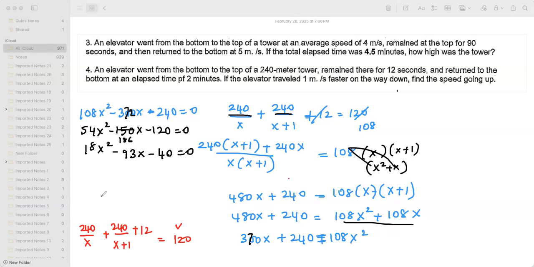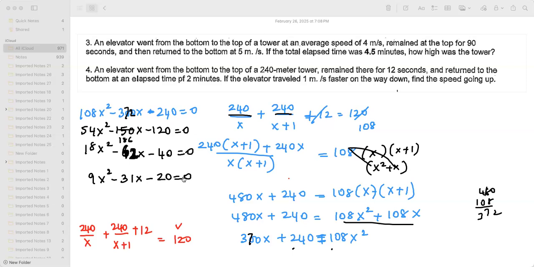Is it making sense? Yeah. So did you all get 18x square minus 93x minus 40 equal to 0? Let me do it, guys. 480, 108. If you subtract, 372. Looks like it's correct. I divided by 4 and got 27x squared minus 93x minus 80. Wait, actually, no, that's 60. Divided by 3, now 9x square minus 31x minus 20 equal to 0.